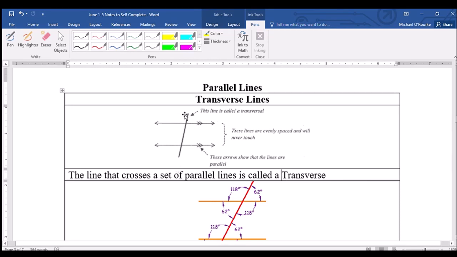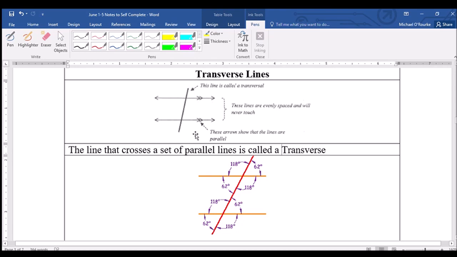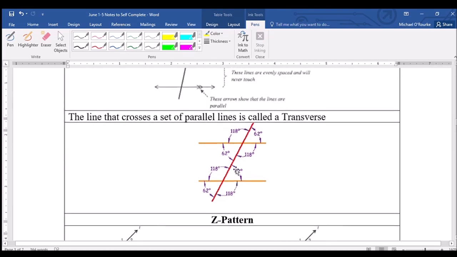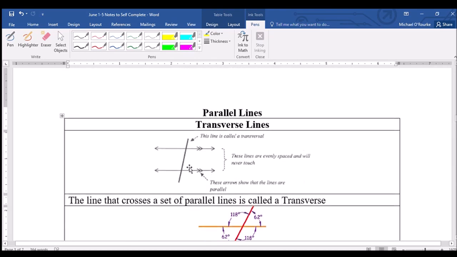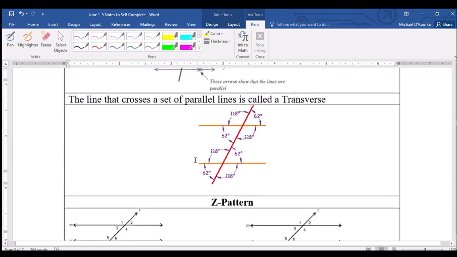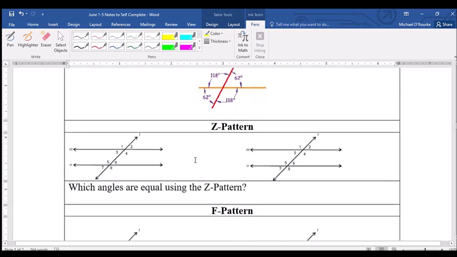But essentially, a transversal line is a line that cuts across two parallel lines. Okay, a line that crosses a set of parallel lines is called a transversal. You can see here it cuts across. You see here it cuts across. They're really convenient for finding solutions and finding angles.